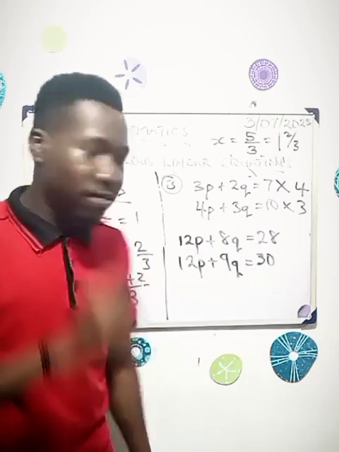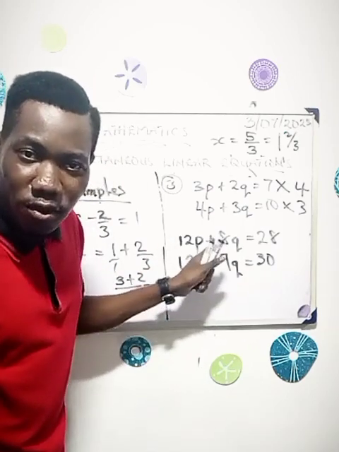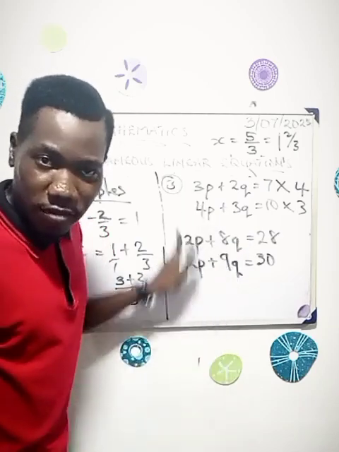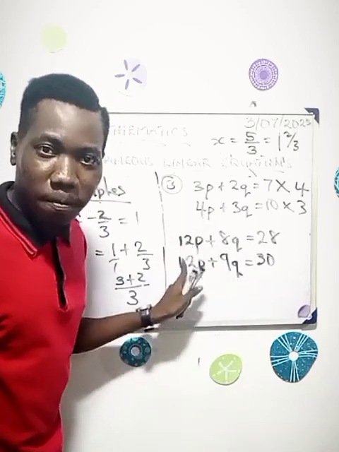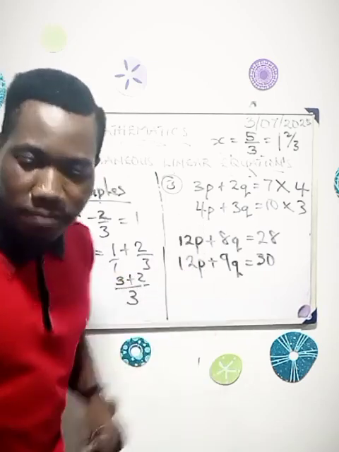But if they are the same, like positive, positive, like in this case, and also as we want to eliminate Q now, both of them positive, you will subtract. Now we want to eliminate P, we subtract. But if they are different, like positive and negative or negative and positive, you add.